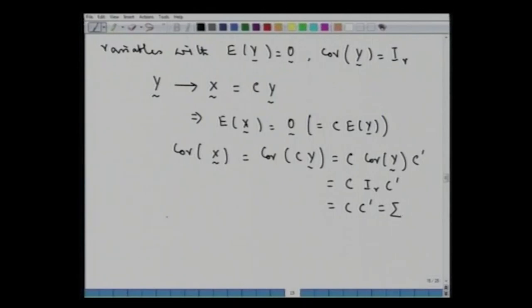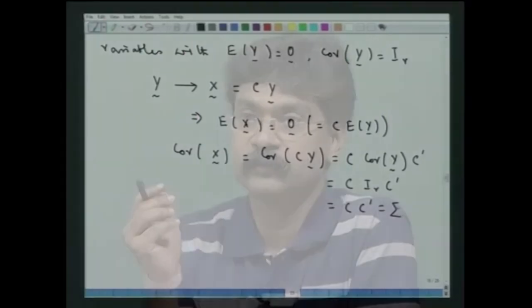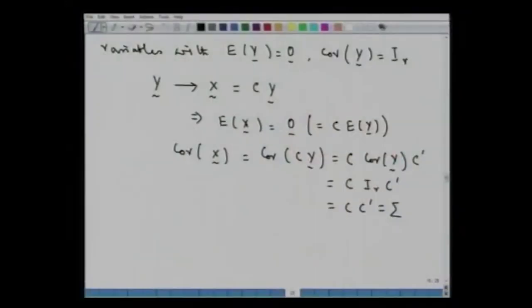So, this would imply that this sigma matrix, what we had just taken as a non-negative definite matrix, is now the covariance matrix of this random vector x. So, this would actually prove that sigma is a covariance matrix. So, we have proved the result that a p by p symmetric matrix is a covariance matrix if and only if it is non-negative definite.